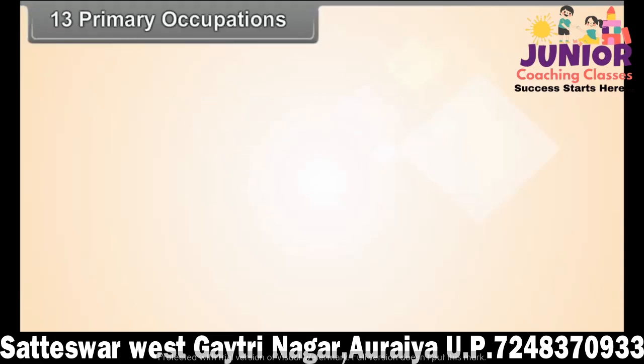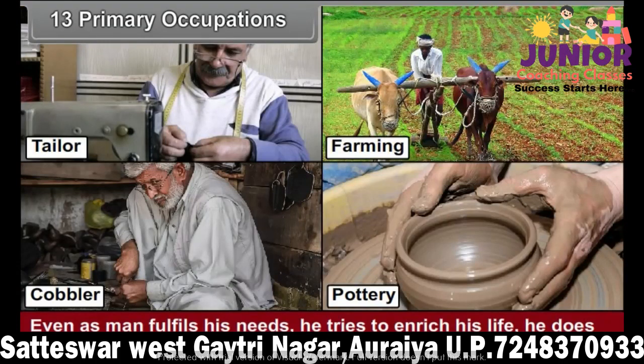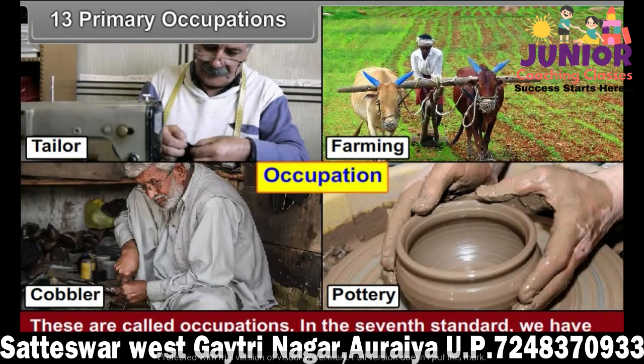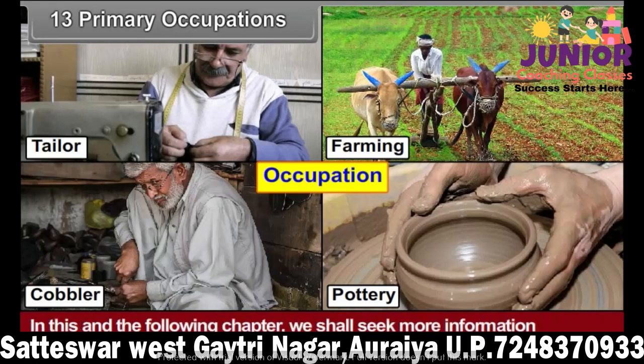Chapter 13. Primary Occupations. Even as man fulfills his needs, he tries to enrich his life. For this, he does different types of work. These are called occupations. In the 7th standard, we have obtained preliminary information about occupations. In this and the following chapter, we shall seek more information on occupations.